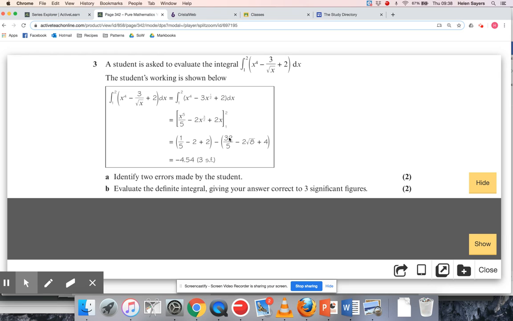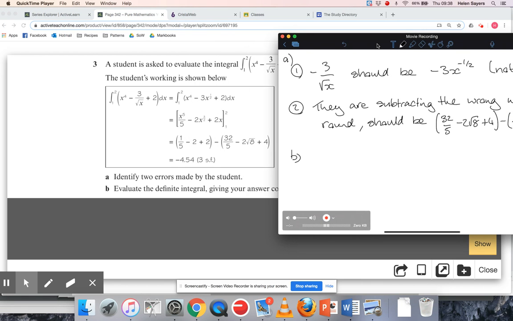So yeah, 2 to the 5 would be 32. 2 cubed would be 8, and then the square root of that. Yep, so what they've put in the brackets is correct. They're just subtracting the wrong way around. And then evaluate the definite integral. Okay, so for part B, I'm going to have to correct those mistakes.